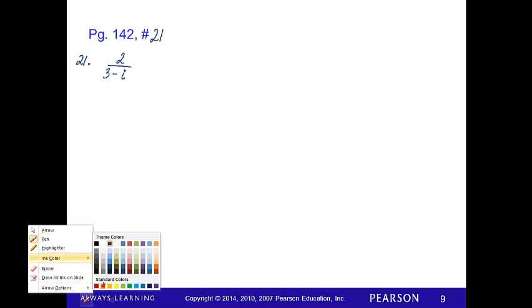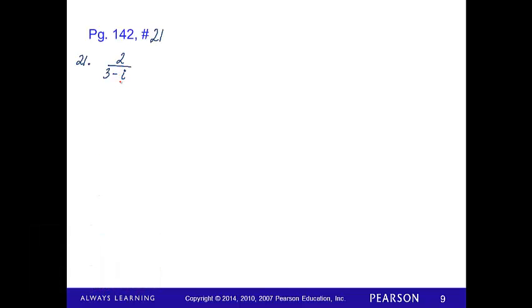Alright, so let's go back in our books on page 142. Let's start by looking at number 21. It says, divide and express the result in standard form. So 2 divided by 3 minus i. That is our problem. If you notice, in your denominator, we have an i down there, and we cannot have an i in your denominator. So basically, no i in the denominator.